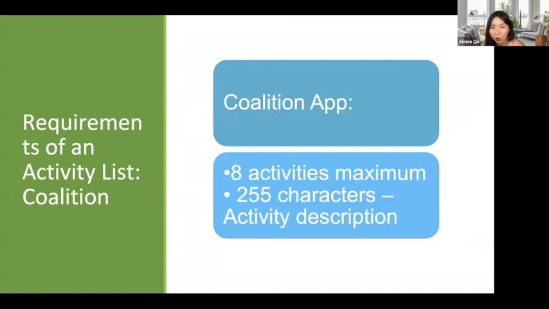Okay, this is from the Coalition app. A few schools will use the Coalition app, and they will give students 8 activities maximum but you have 255 characters for the activity description. So that already tells you what their aim is. They're not looking for students that are spread thin. They want to see investment, impact, and leadership in the activities the students have selected.